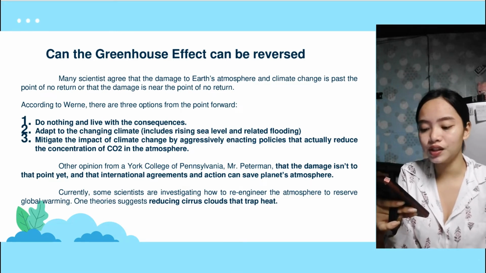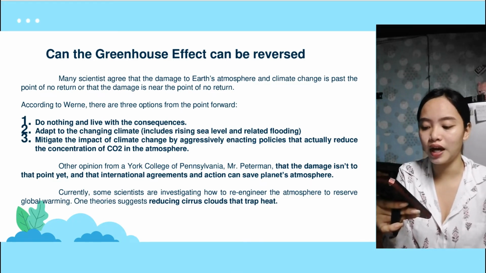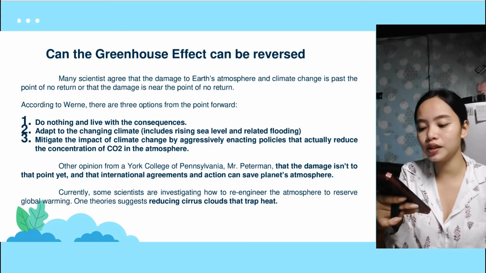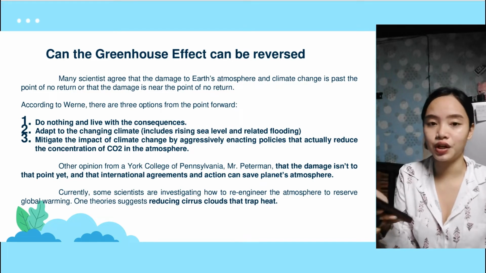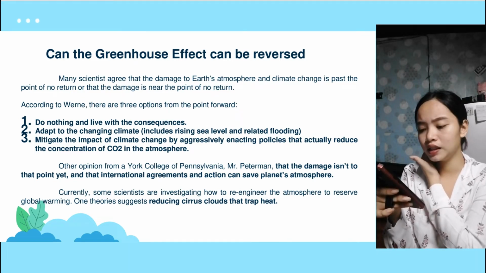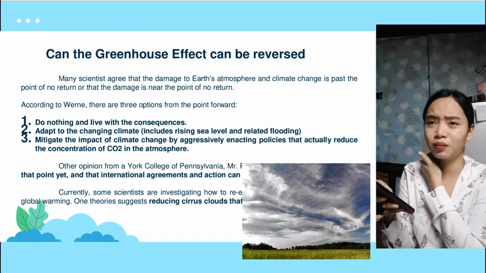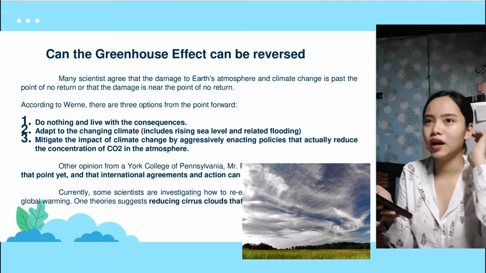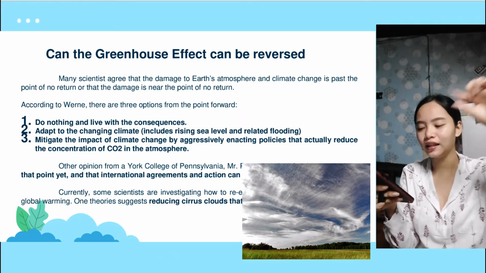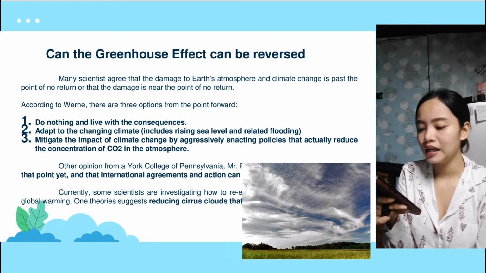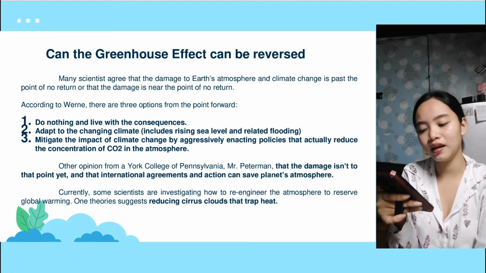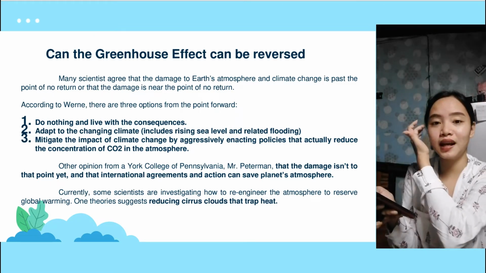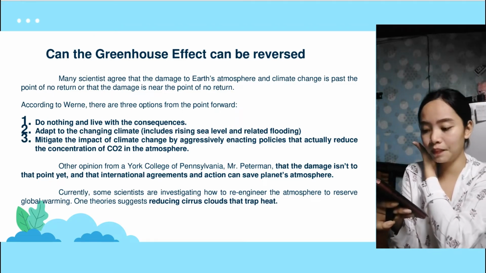So currently some scientists are investigating how to re-engineer the atmosphere to reverse global warming, and one theory suggests reducing cirrus clouds that trap heat. So unsa na cirrus clouds? Cirrus clouds is like kanang mura siya og hair pero white na siya, puti siya, mura siya buhok nga gaana sa langit. So based sa mga scientists nga ilang gi-investigate, kani daw cirrus cloud ilang ginatrap ang heat.